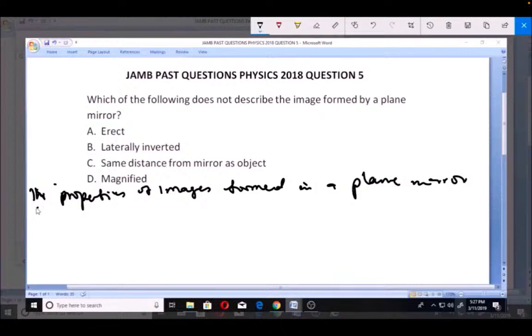Now, the following are their properties. They are, number 1, erect. Number 2, they are laterally inverted.